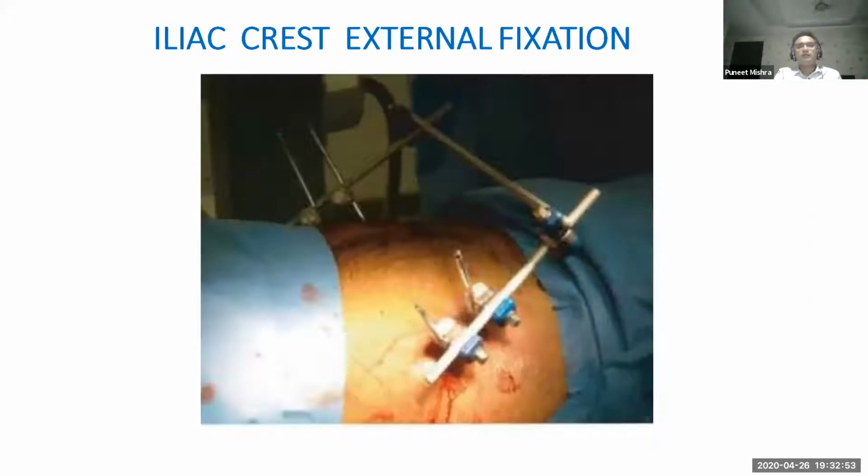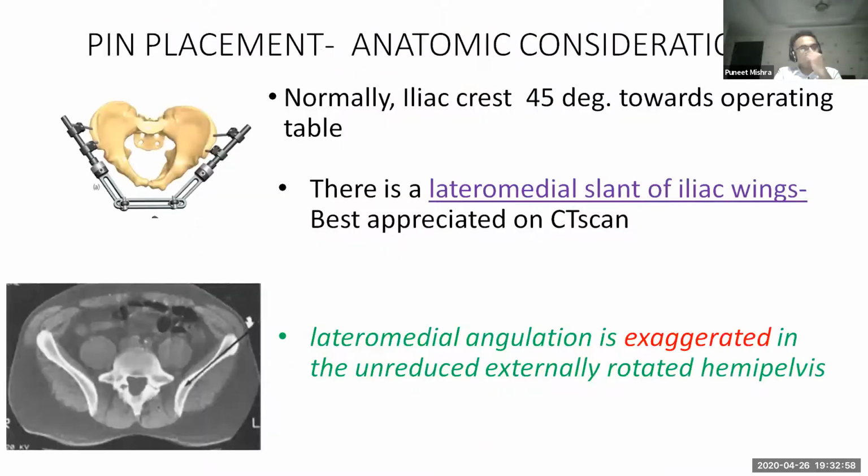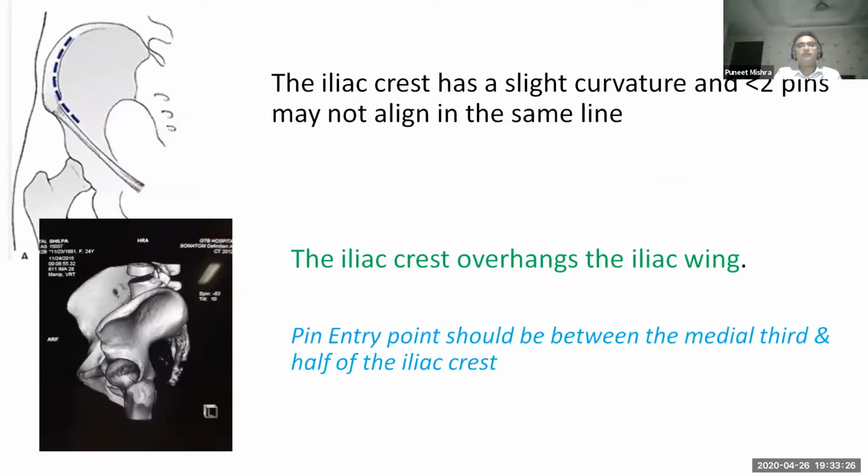So coming to a common method of application of the iliac crest fixator, we have to be aware that in an emergency scenario, 2 pins on either side of the pelvis are actually enough. The rod should be such that you do not preclude a future laparotomy procedure. You have to be aware of certain anatomical facts, like the iliac crest, in a normal pelvis, is tilted 45 degrees towards the operating table, which will be tilted more in case of an open book injury. There is a lateral medial slant of the iliac wings, and this slant can be exaggerated in an externally rotated pelvis.